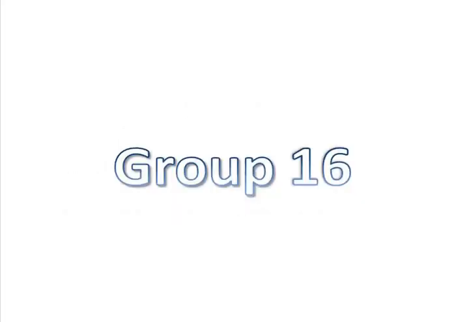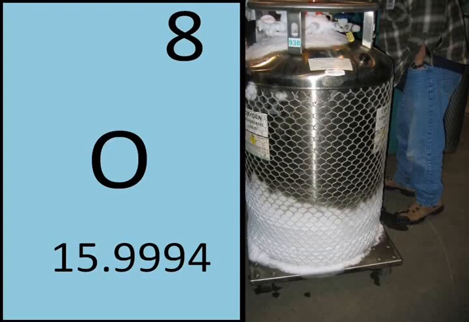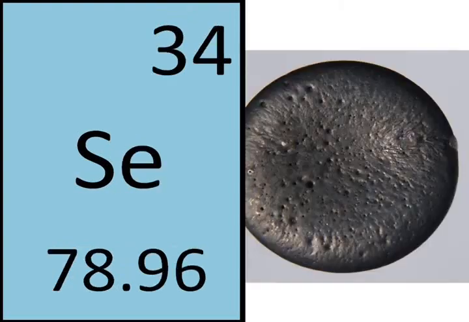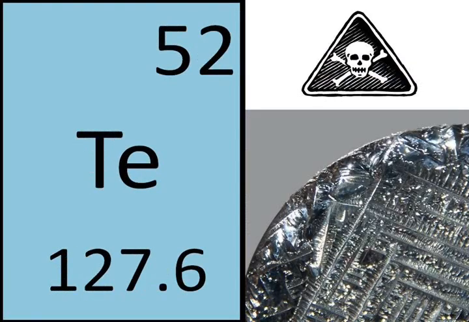Group 16 elements include oxygen, sulfur, selenium, tellurium, and polonium. At STP, oxygen is the only gas in the group 16 elements. Other than oxygen, the group consists of metalloid semiconductors, which means their electrical conductivity lies between conductor and insulator.